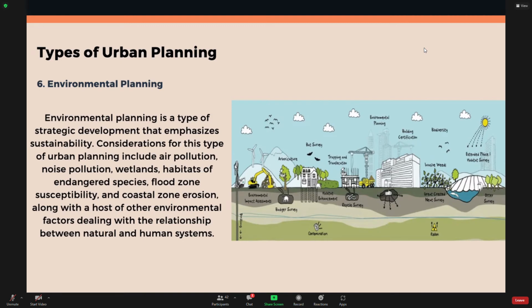So considerations for this type of urban planning include air pollution, noise pollution, wetlands, habitats of endangered species, flood zone susceptibility, coastal zone erosion, along with other environmental factors, dealing with the relationship between natural and human systems. So these are all environmental planning. If you can see the picture there, the first one, the bulldozer one, we have environmental impact assessment, EIA. EIA is very important before we proceed with development, especially if the development is at a sensitive area, forest, or coastal areas. So it is compulsory for them to conduct the environmental impact assessment.